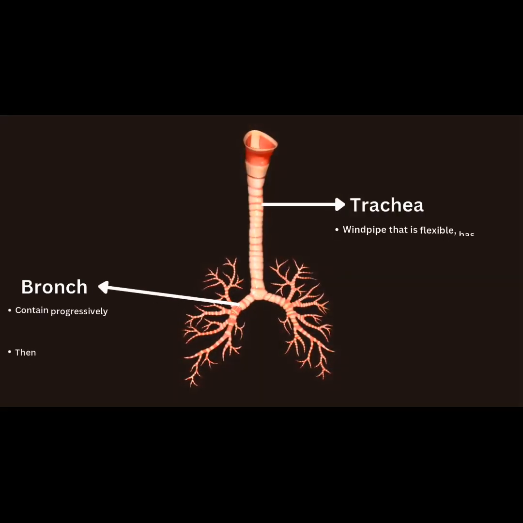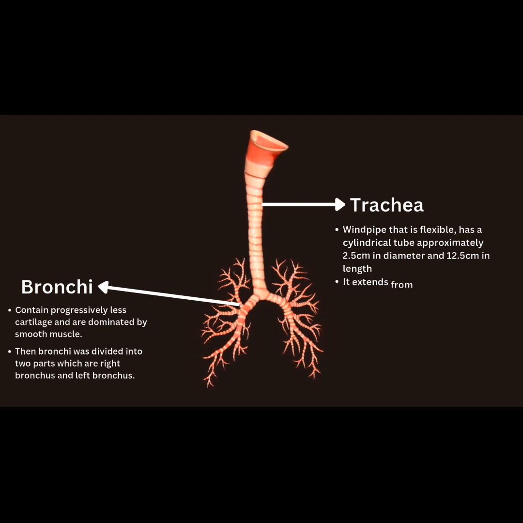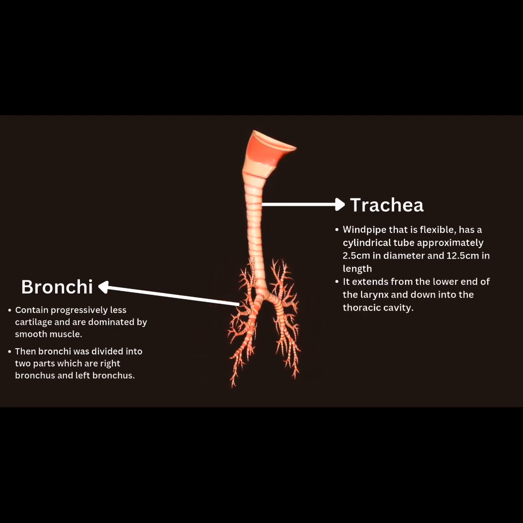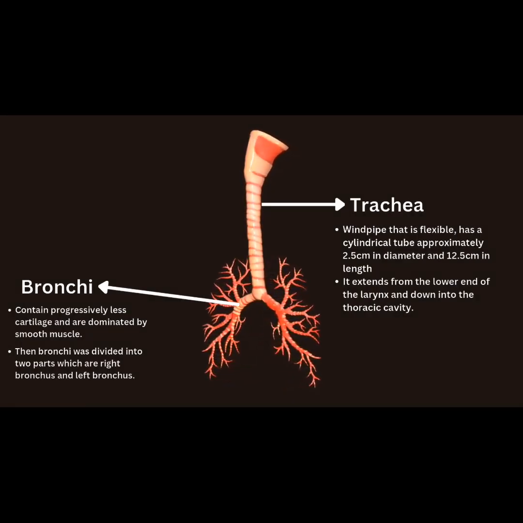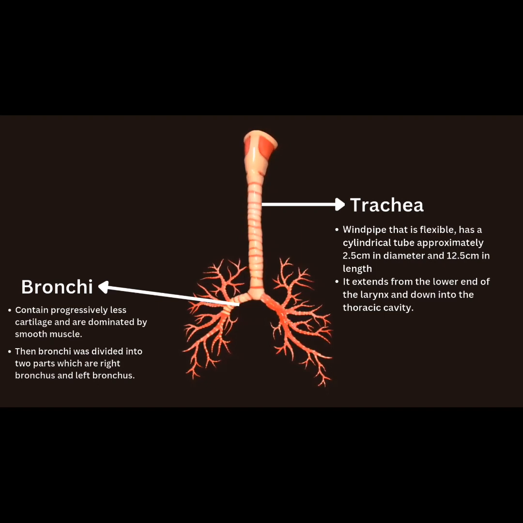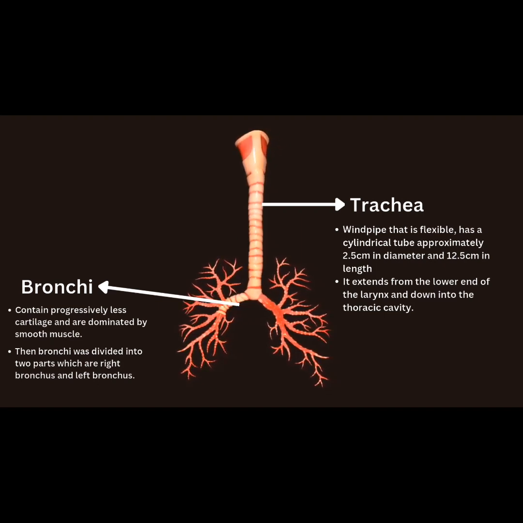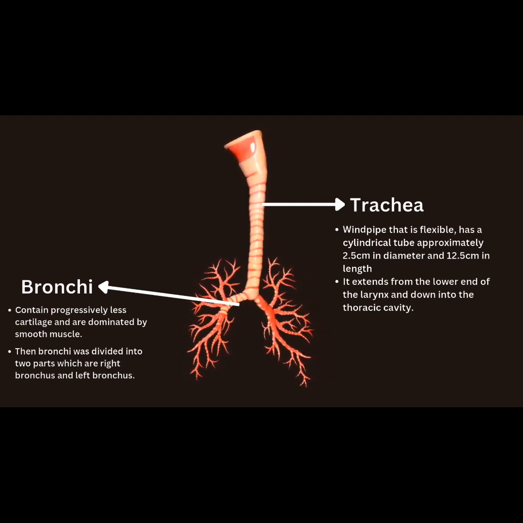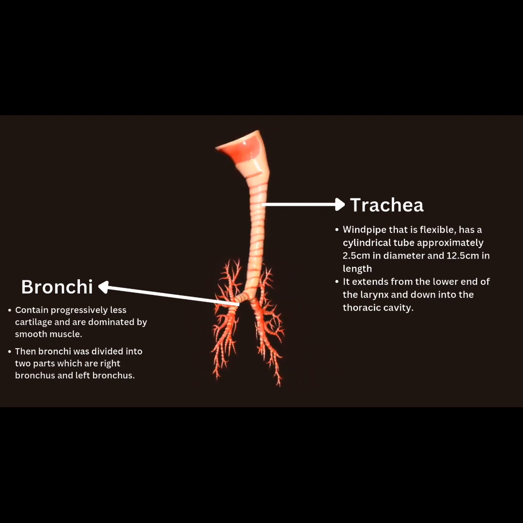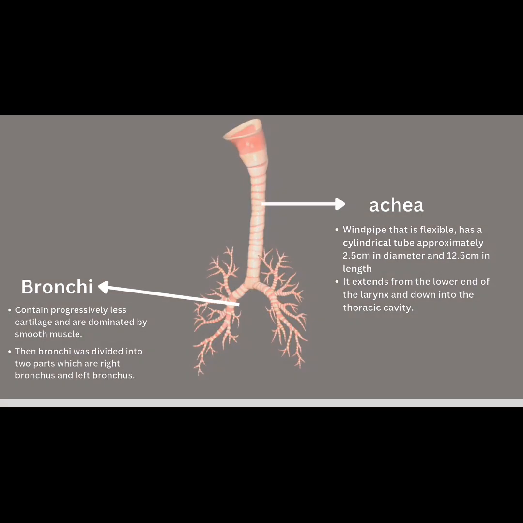The trachea is a windpipe that is flexible, has a cylindrical tube approximately 2.5 cm in diameter and 12.5 cm in length. It extends from the lower end of the larynx and down into the thoracic cavity. Bronchi contain progressively less cartilage and are dominated by smooth muscle. Then, the bronchi are divided into two parts which are the right bronchus and left bronchus.